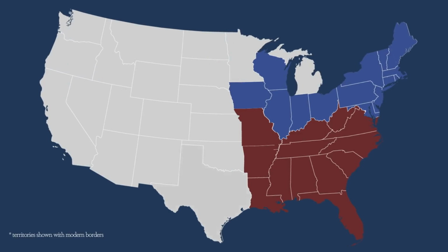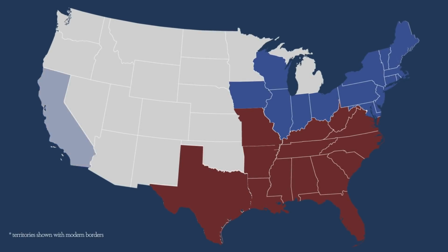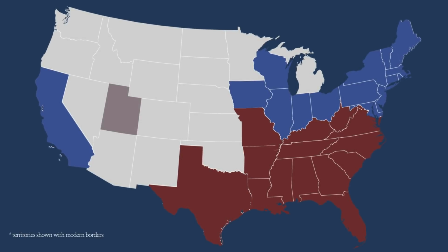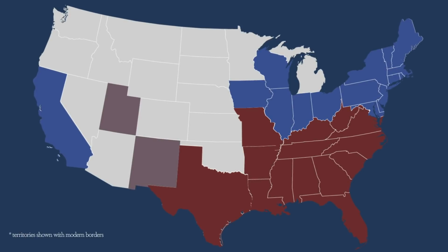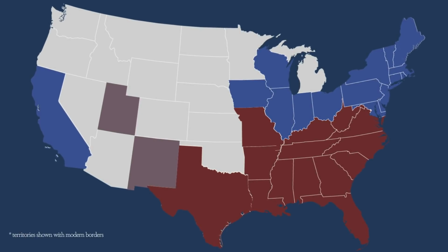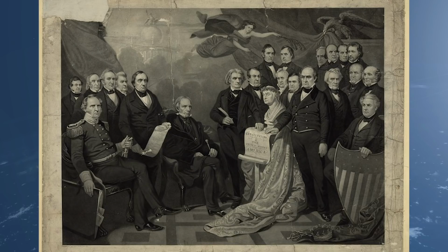It brought in Texas as a slave state, California as a free state, and let Utah and New Mexico decide on their own. Unlike the Compromise of 1820, the Compromise of 1850 stayed contentious. Politicians began to define themselves by whether or not they supported the compromise. The Whig Party, Abraham Lincoln's party, began to divide over the issue.